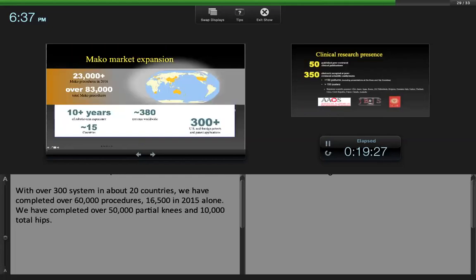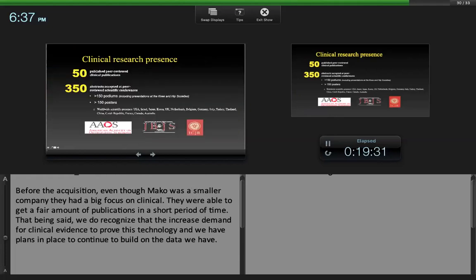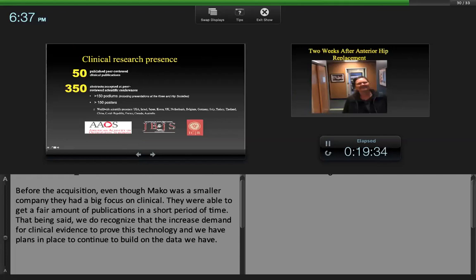So this is how it's expanded since I've been doing it over the last few years, really coming to the market, with lots of peer-reviewed studies proving that it does work.